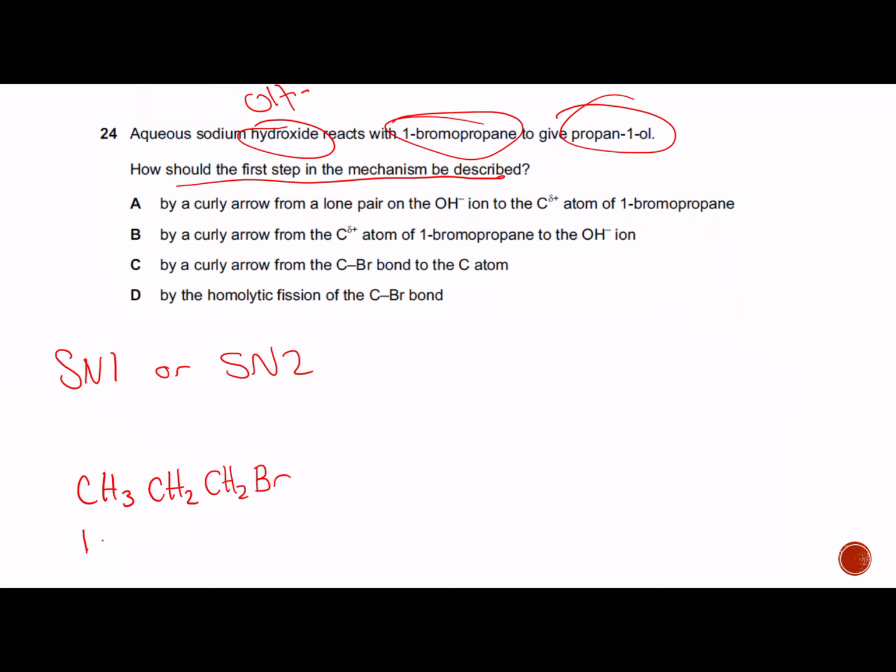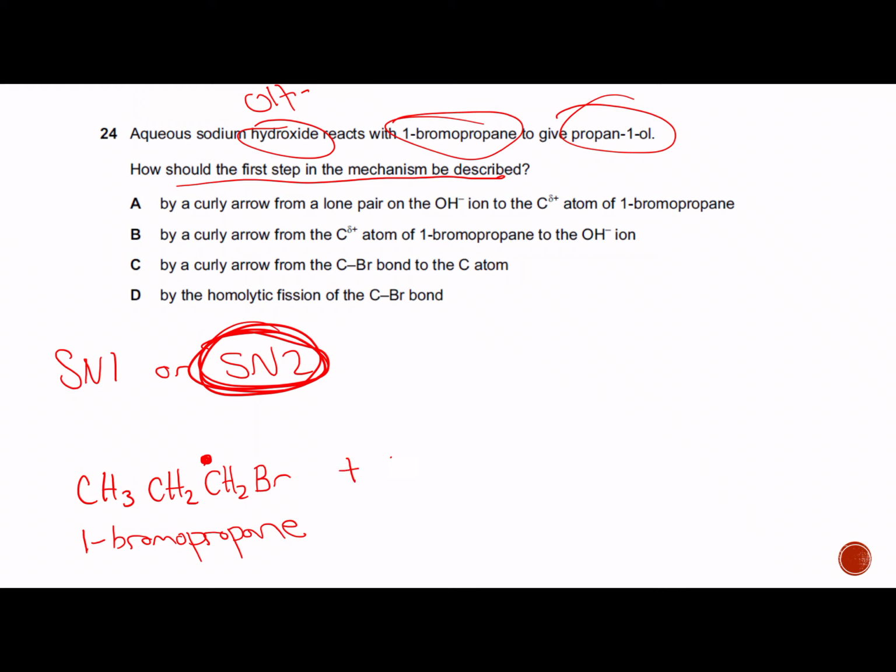This is 1-bromopropane. Well, no help from my friends because there's only 1 carbon directly attached to this carbon. So the bromine will not be able to leave on its own, meaning that the other group will have to come in first and kick out the bromine. And so that means this is an SN2 reaction. And because this is an SN2 reaction, the first step is going to be the following.